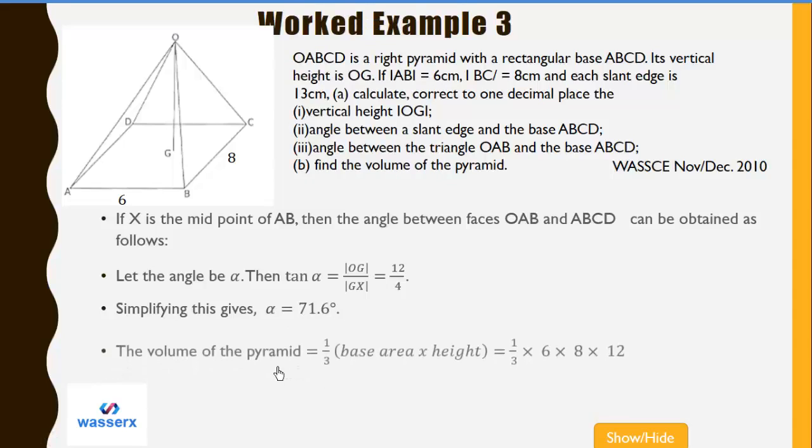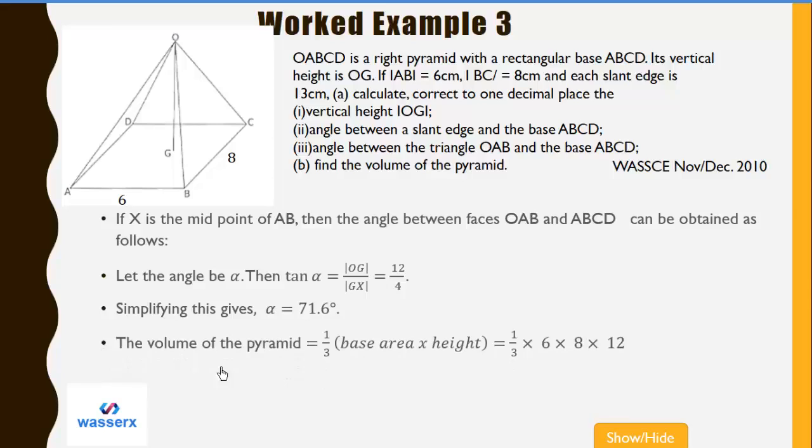The volume of the pyramid is given by 1/3 base area times height. That will give us 1 over 3 by 6 by 8 by 12, and that simplifies to 192 centimeter cube.